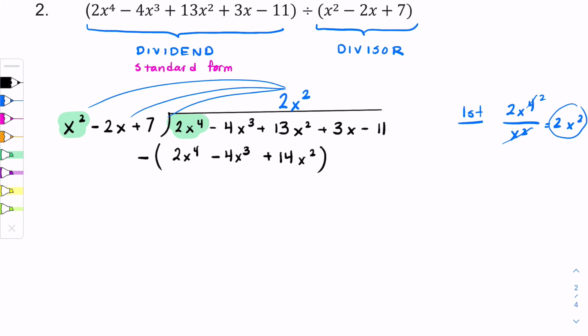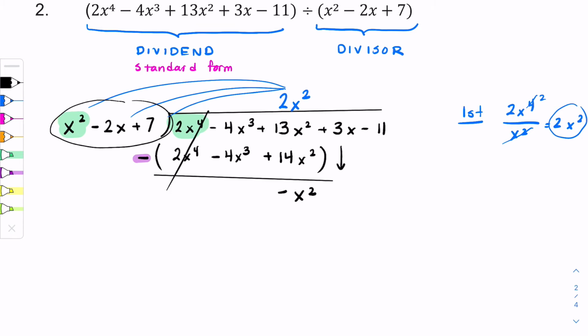You're going to subtract all of your terms. 2x to the fourth minus 2x to the fourth is 0. Negative 4x cubed minus negative 4x cubed is the same as adding, so that's also going to be 0. And 13x squared minus 14x squared is going to leave you with negative x squared. Because our divisor is 3 terms, we need to make sure our dividend always has 3 terms. So we need to bring down the next 2 terms, which is positive 3x and minus 11.